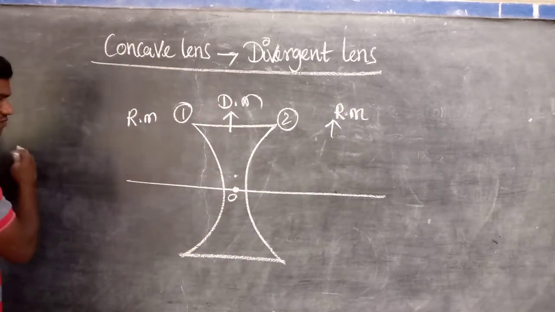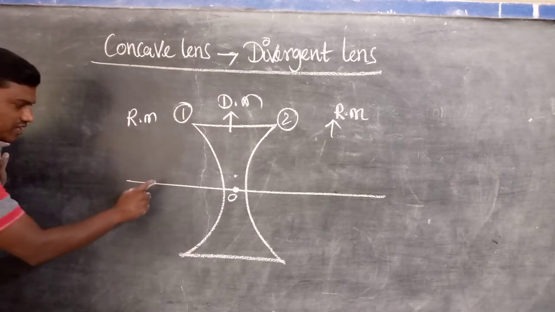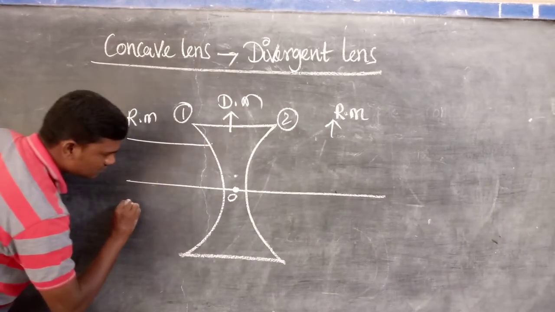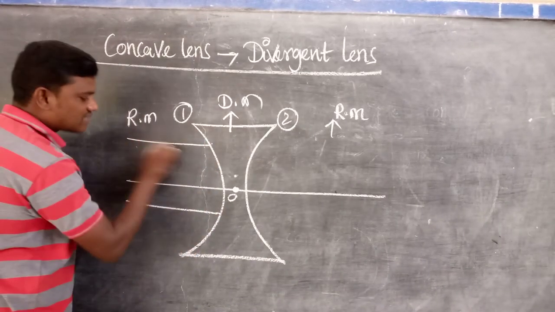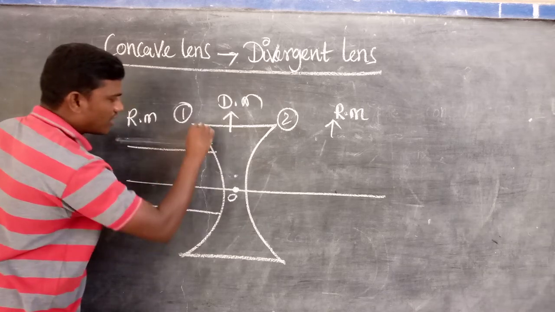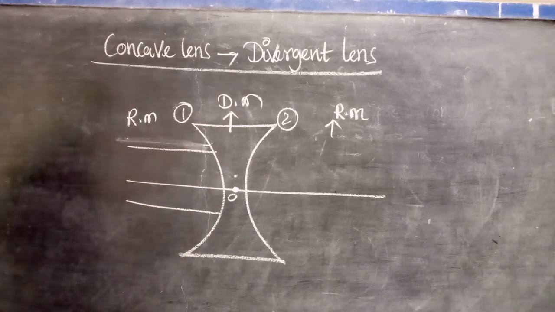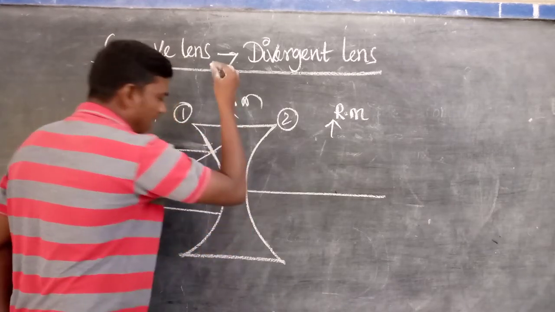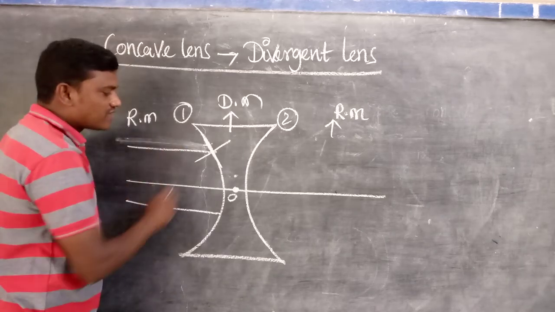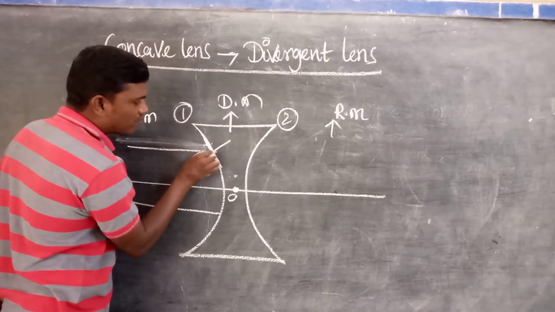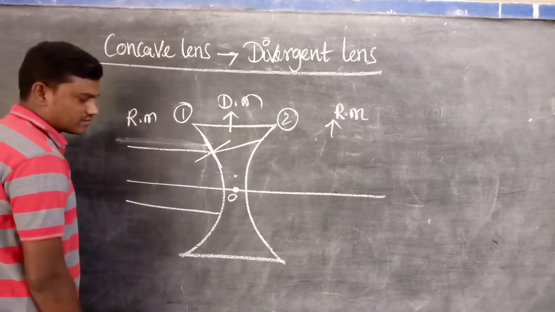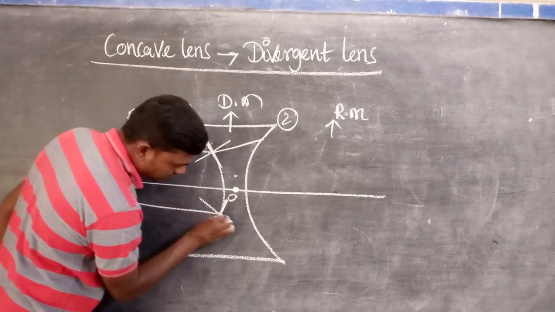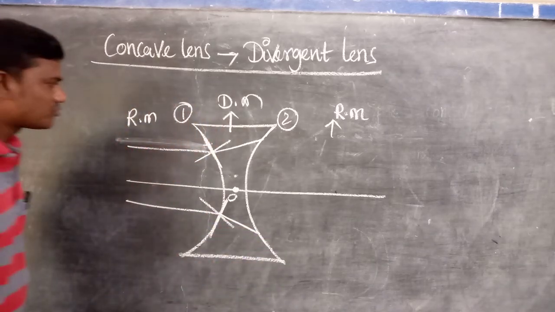Now the light rays are coming from a distant position of the object. We know that this is the principal axis. So when the rays fall onto the first refracting surface of the concave lens, for this one we draw a tangential line. It is the normal. That's why after the refraction, the light ray is bent towards the normal, like this. Here also we draw the normal, and the ray bends towards the normal.